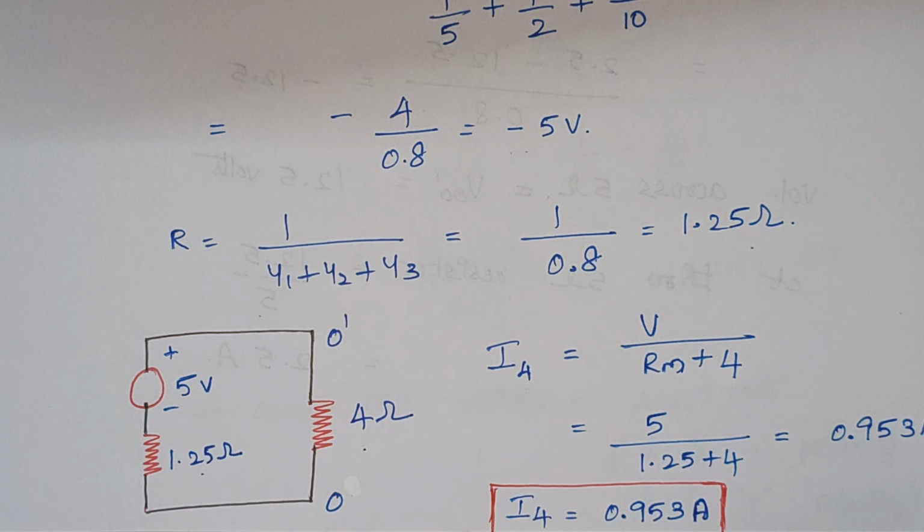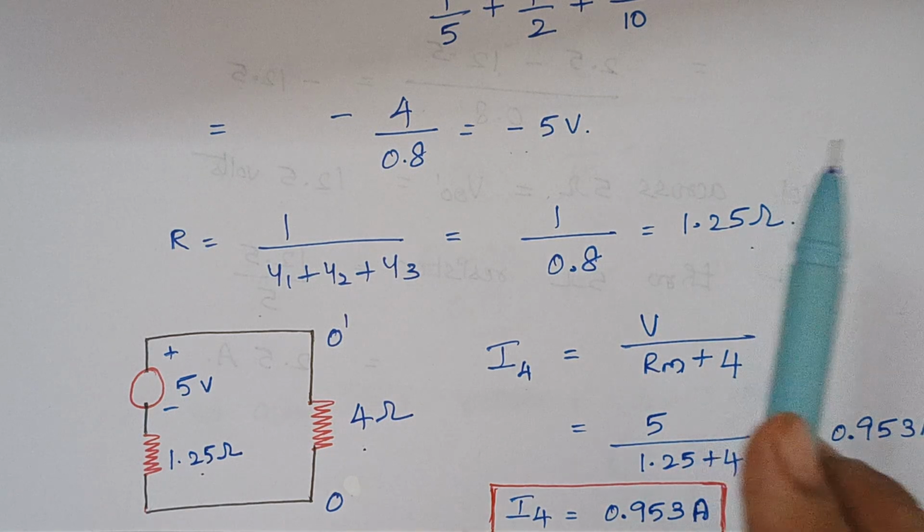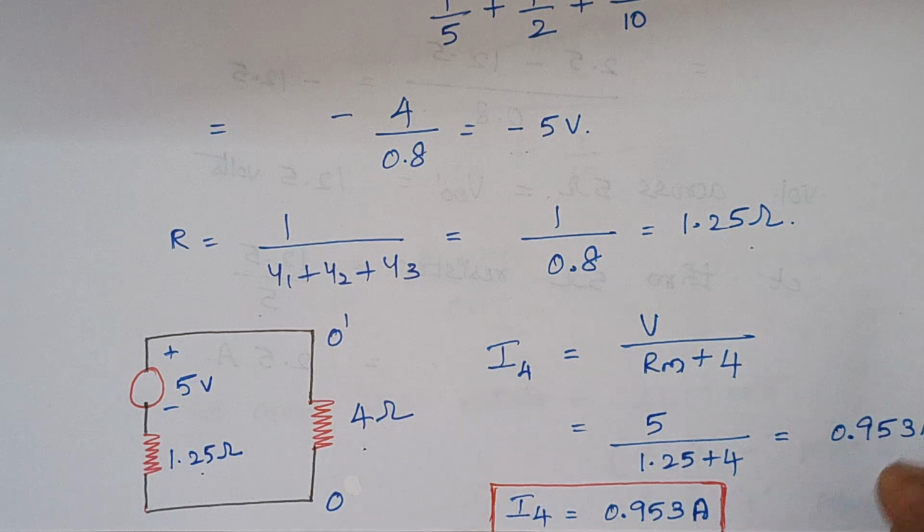Therefore here the voltage across this 4 ohm resistor is 5 volt and the current flowing through that resistor is 0.953 amps here. Right. So here comes the end of this video.